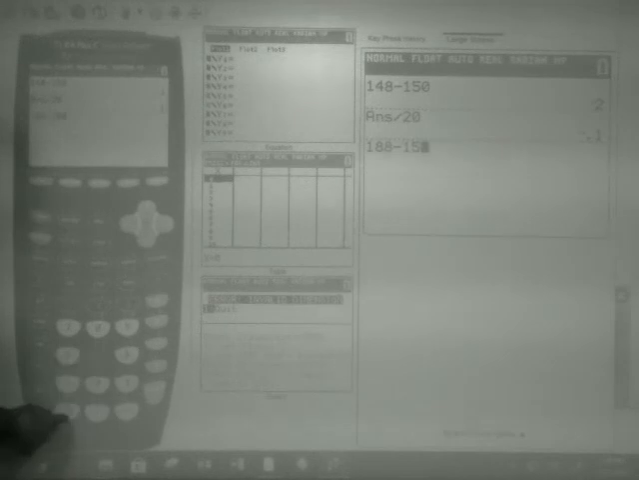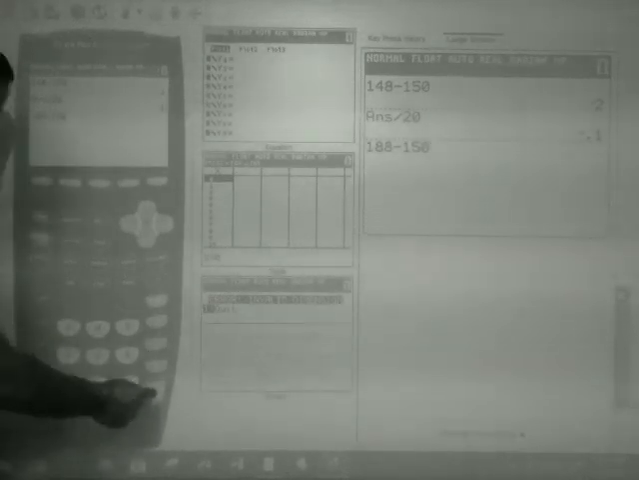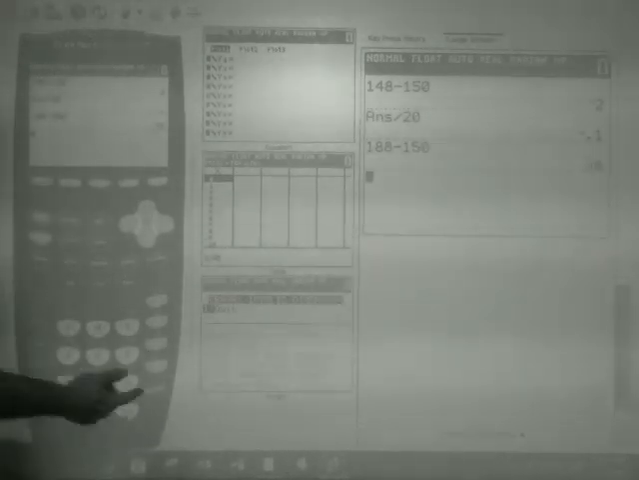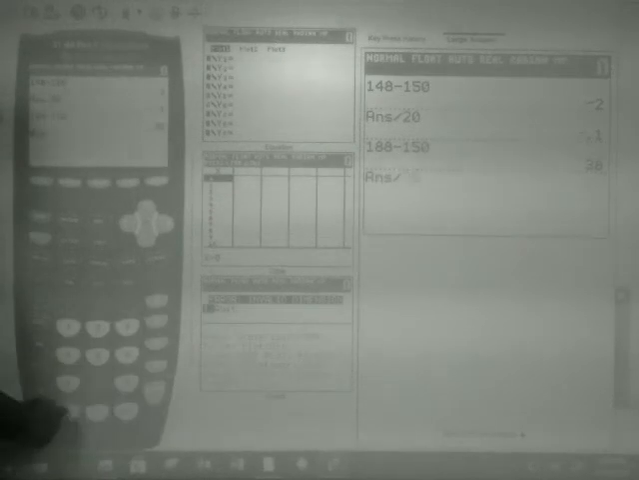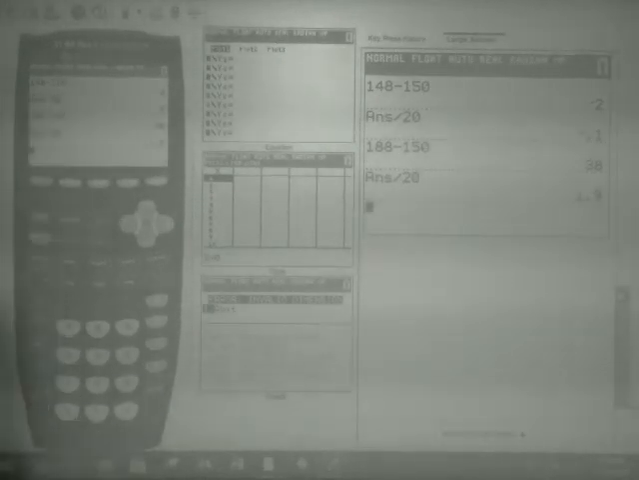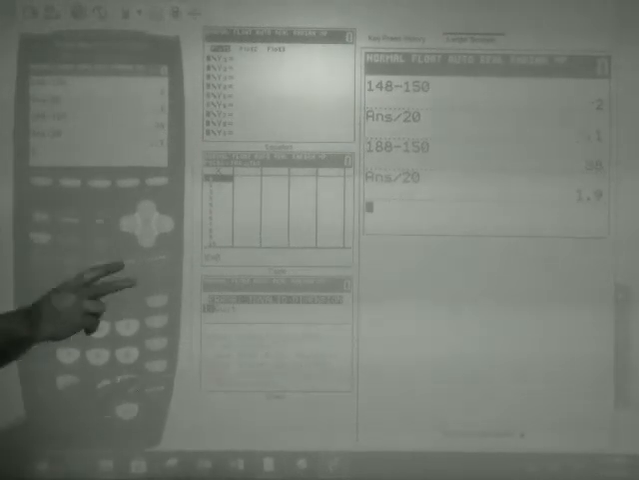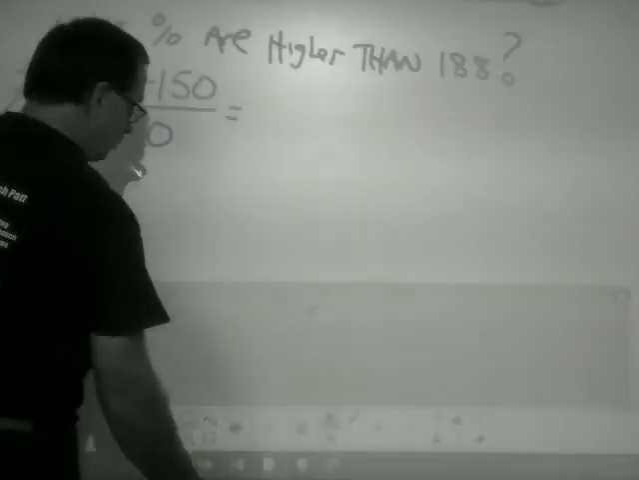188, right? 188 minus 150. Enter. I have to do that first. Divided by 20. Enter. And I get 1.9. Now I said I need 2 decimal places. So that's really going to be 1.90.